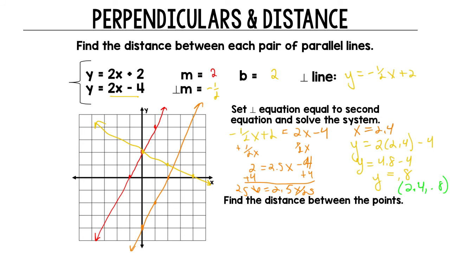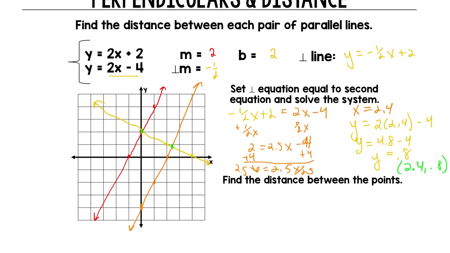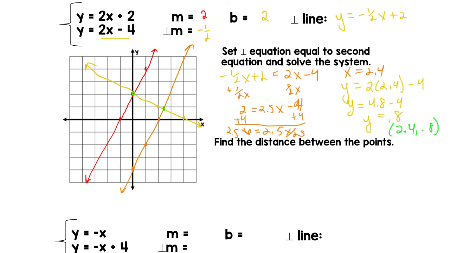So next step. Oh, so where this point is, I guess I should tell you that, huh? That is the point right here where the yellow perpendicular line crosses that bottom orange line that we want to find the distance between. So the 2 points that we're going to care about finding the distance between are going to be this (2.4, 0.8) and (0, 2). All right. So let's scoot down just a bit here on the page. We're going to find the distance between those 2 points.